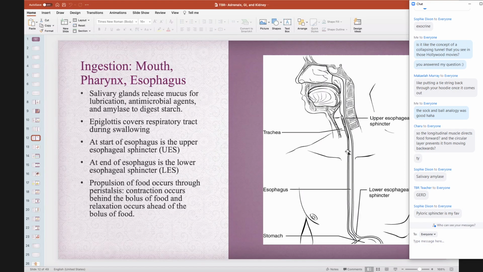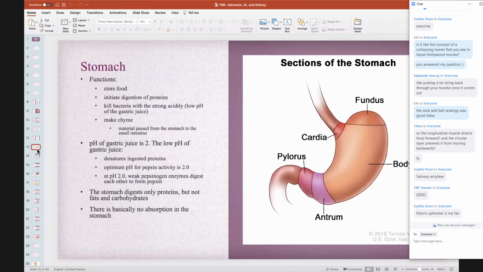Pyloric sphincter is a good sphincter. That's at the bottom of the stomach. We'll go through that as well. But yeah, ingestion, esophagus. You have GERD. They're going the wrong direction. We don't want GERD. So as we move past the lower esophageal sphincter, we go into the stomach.